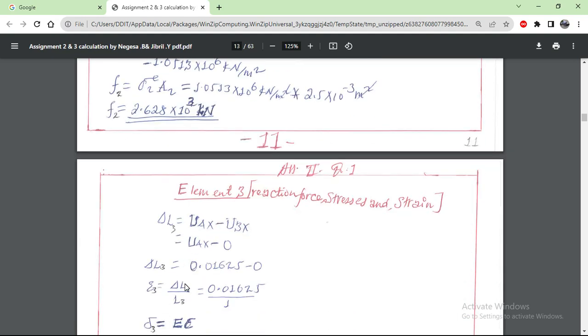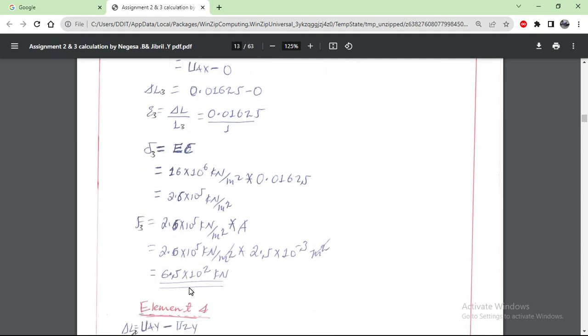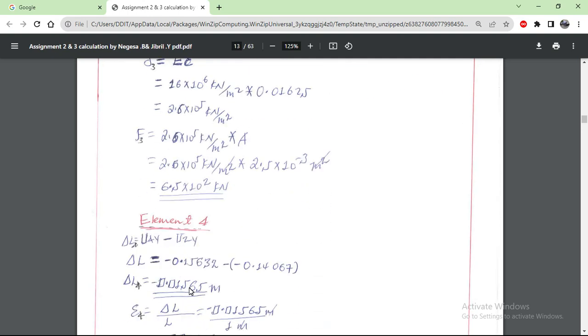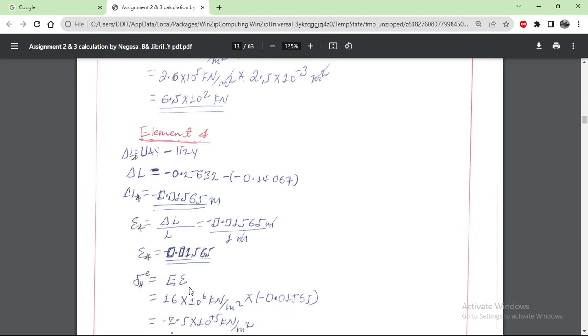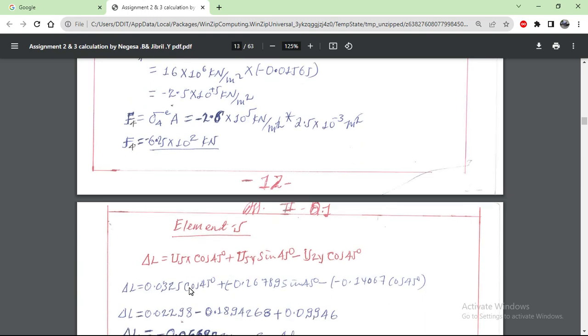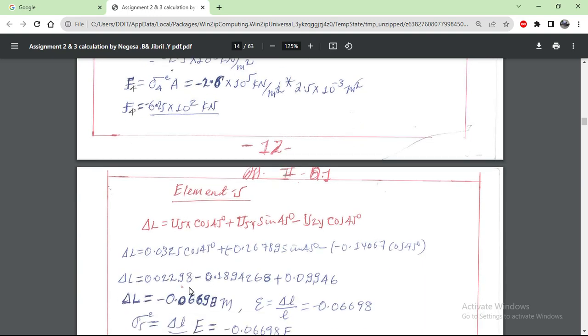Similarly, for element number 3, the stress, strain and element force are calculated; change of L is equal to strain times L. Element number 3 is horizontal, so we get this one as 0 and substitute directly. Similarly, we generate stress, strain and element force for element number 4. Easily we get all the values.